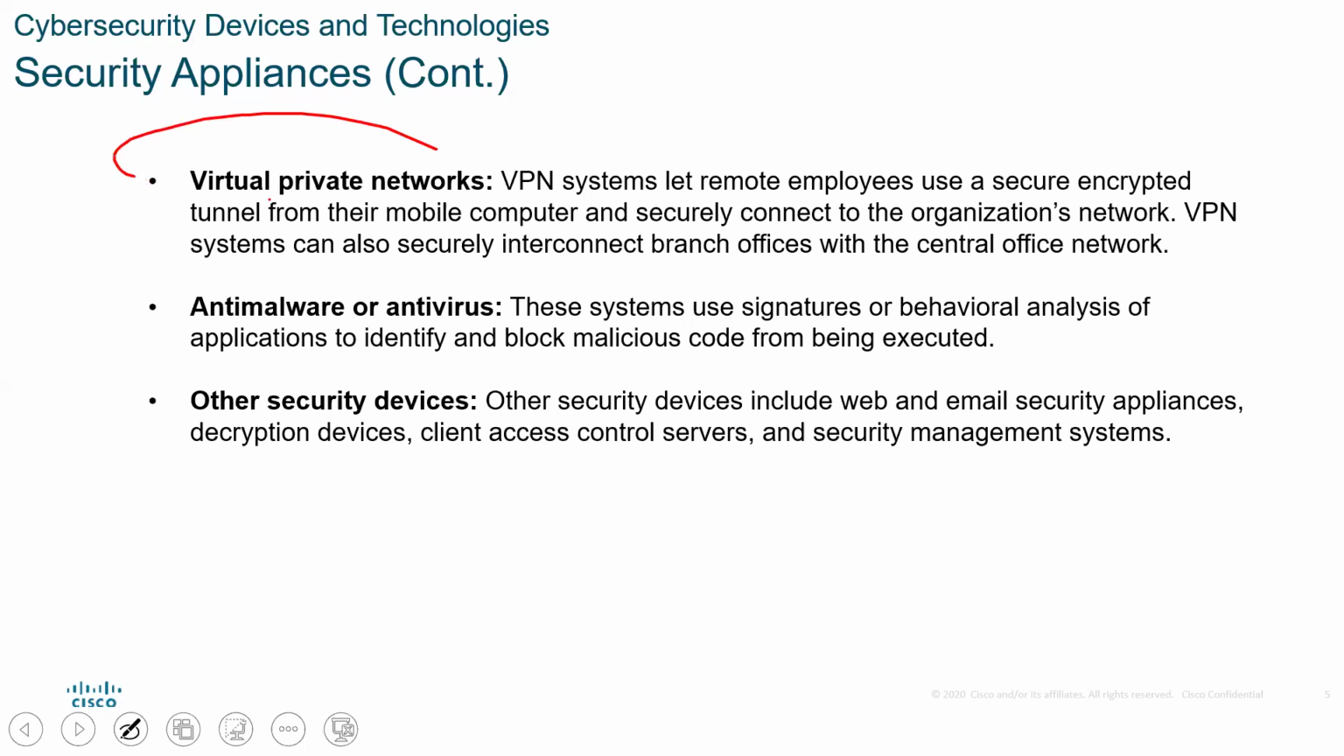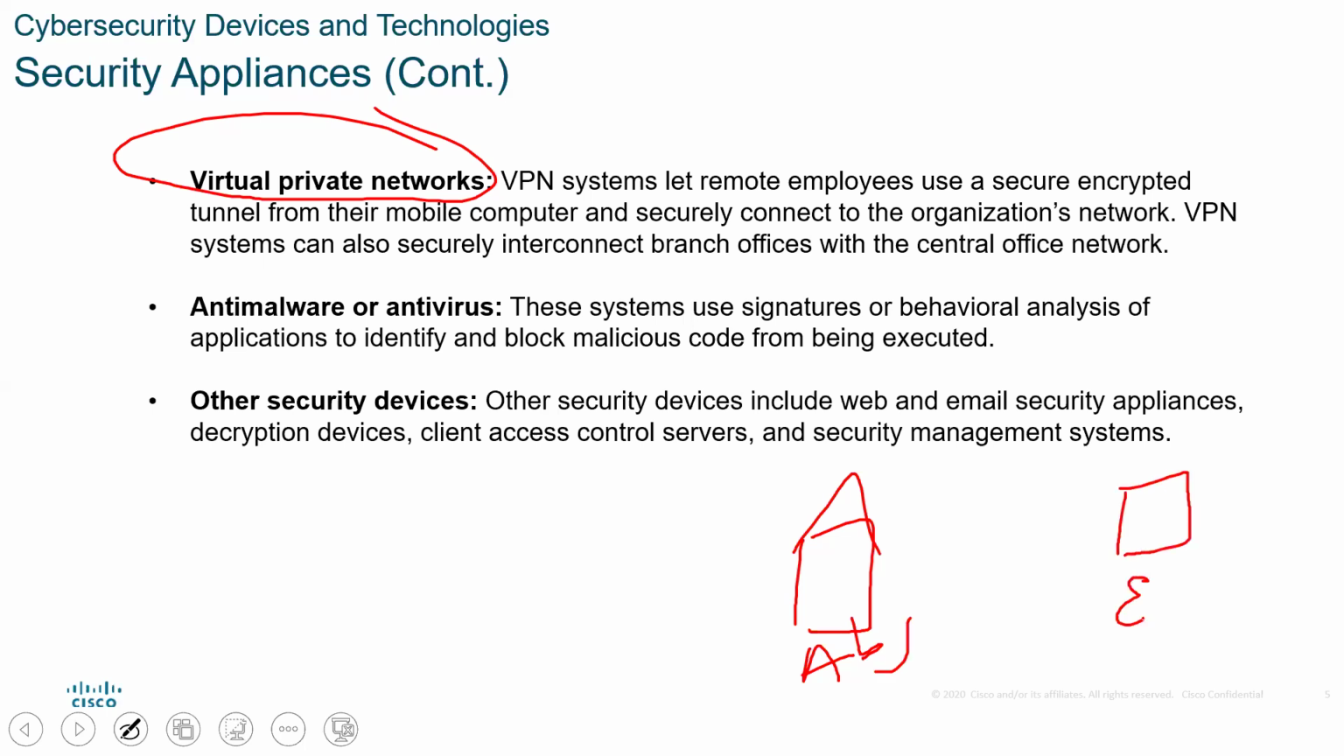There's another device called the Virtual Private Network, VPN. So VPN systems let remote users use a secure encrypted tunnel from their mobile computer to securely connect to the organization's network. VPN systems can also securely interconnect branches with the central office. What we're saying is that, maybe this is the headquarters, and it is in Abuja. Then I have another branch in Enugu. Then I have another branch in Jos.